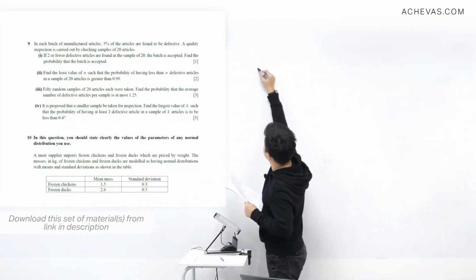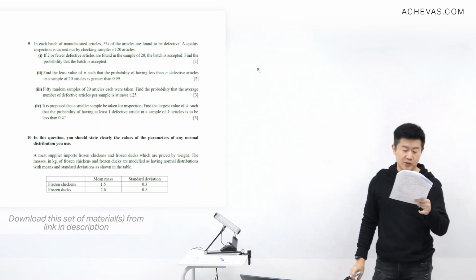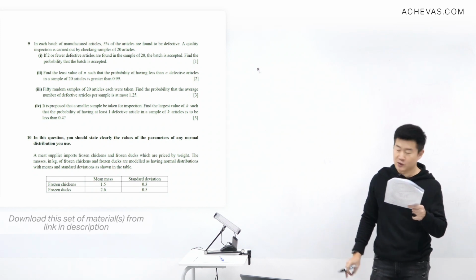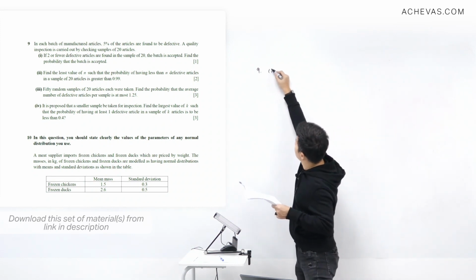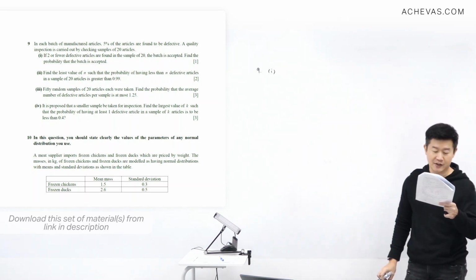So now question number 9. In each batch of manufactured articles, 5% of the articles are found to be defective. A quality inspection is carried out by checking samples of 20 articles. Part 1: if 2 or fewer defective articles are found in the sample of 20, the batch is accepted. Find the probability that the batch is accepted.